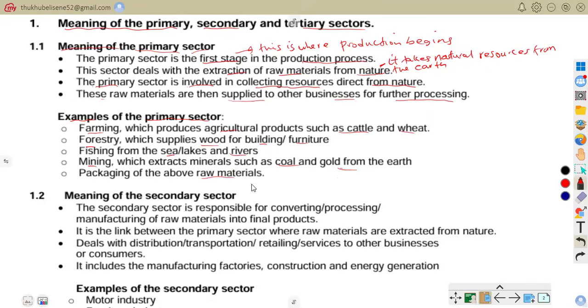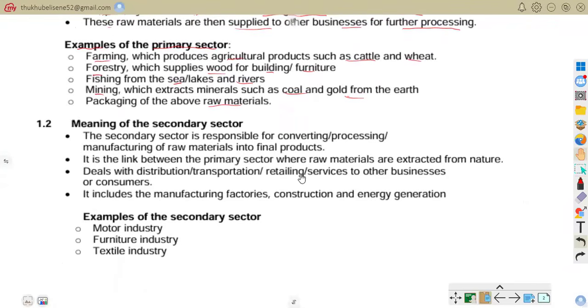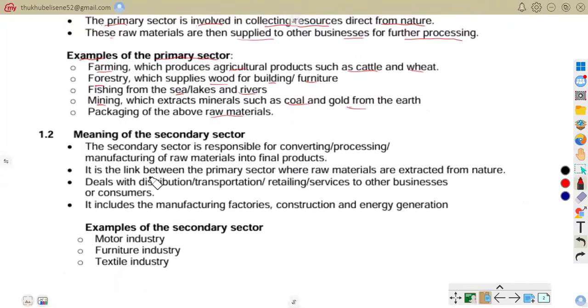That is that. So let us now move on to the meaning of secondary sector. Here we are on the meaning of the secondary sector. As it says, the secondary sector is responsible for converting, processing, and manufacturing raw materials into final products.